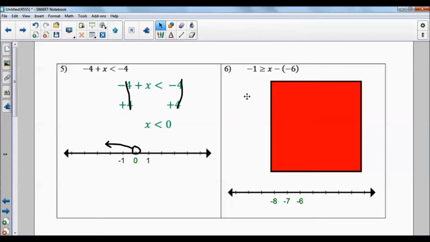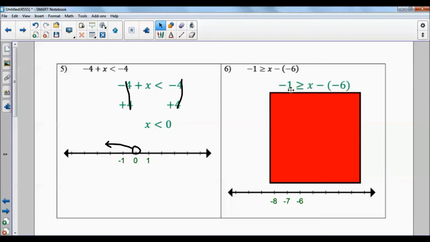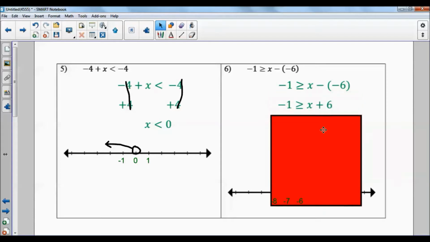Okay, our last one that we're doing together, I rewrote it once again, so I have negative 1 is greater than or equal to x minus negative 6. We've got two negatives in here, so again, when I have doubles, I want to dump my doubles. It makes it so much easier to solve. Okay, so then we're going to change those to a plus. So negative 1 is greater than or equal to x plus 6.